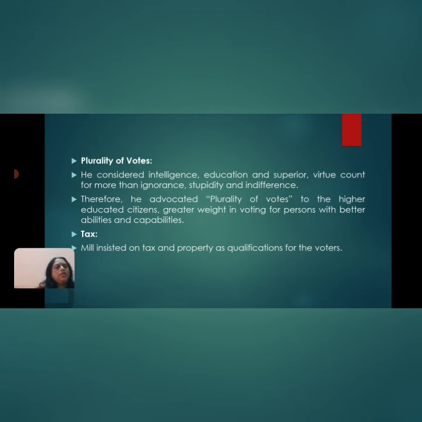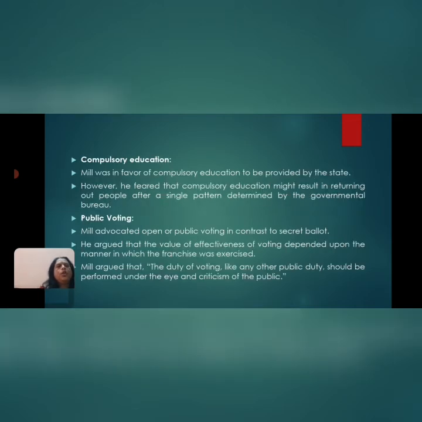So Mill, though he did not oppose the adult franchise, was of the view that the plural voting system has to be given to people who are fewer in number, like, as he said, people with higher education and qualifications, taxpayers; educated people cannot be fooled easily. So the plurality of voting system has to be provided to these people. And he talks about the tax. So Mill insisted on tax and property as a qualification of a voter.